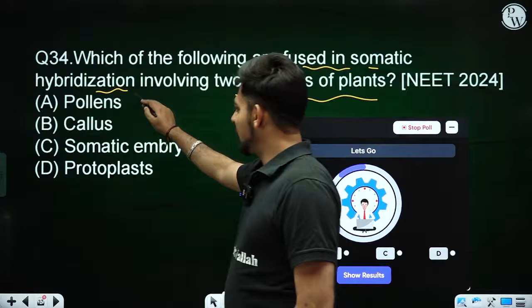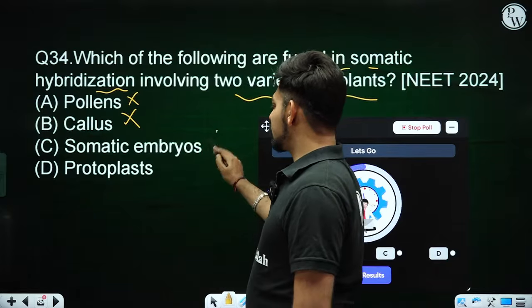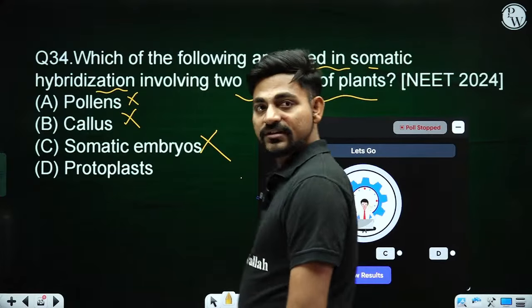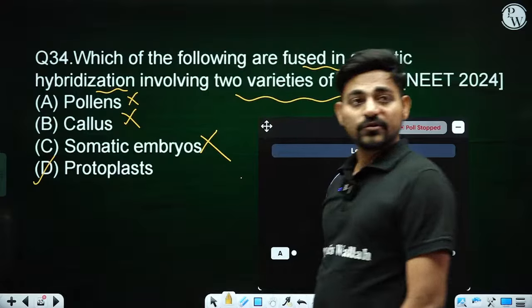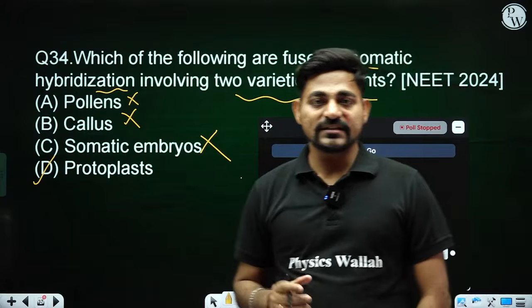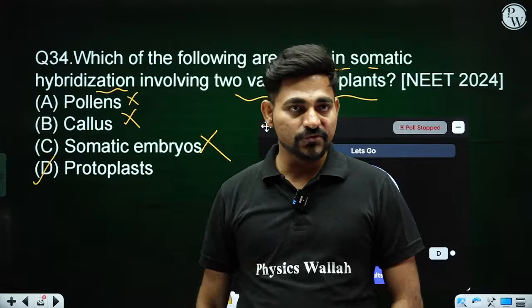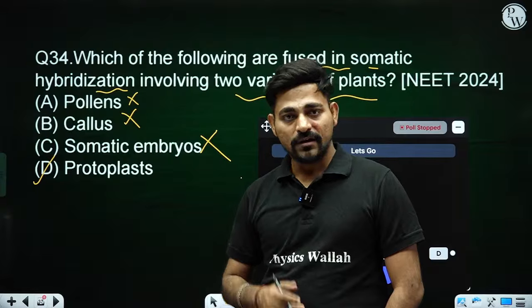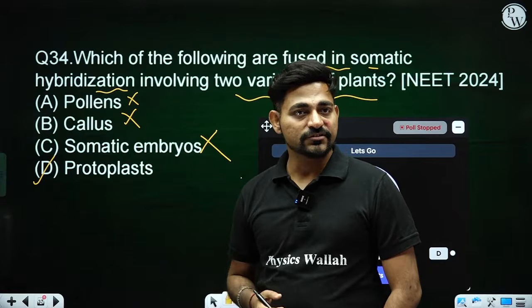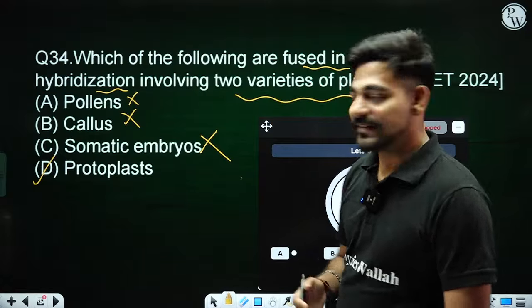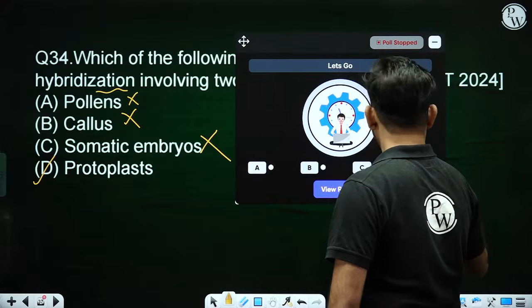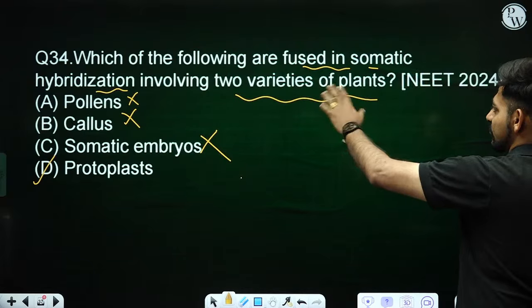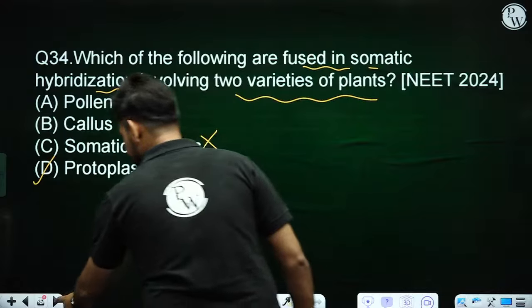So pollens, there will be no fusion of pollens, there will be no fusion of callus, there will be no fusion of somatic embryos, right? For somatic hybridization, you need fusion of protoplasts, and the methods used are the chemical fusion method or the electrofusion method. For the chemical fusion method, we use polyethylene glycol, and for electrofusion, we use electric shocks. Okay, Dr. Grishma and Ritika again gave the right answer. Protoplasts are fused when you want to produce somatic hybrids, right?